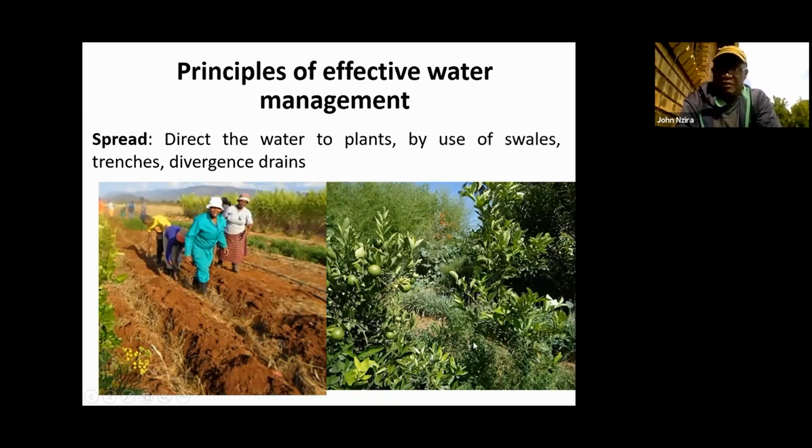Or you have a diversion drain or a swale between the plants, like you see here, oranges there, but in between here there is a trench that we dug as a swale.